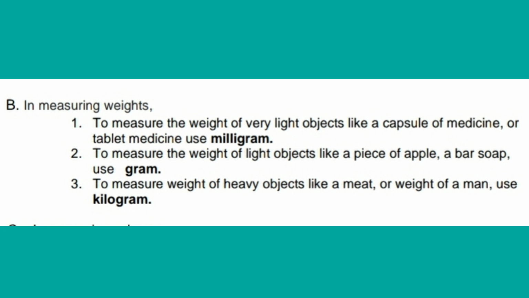First, to measure the weight of very light objects like a capsule or tablet of medicine, you are going to use milligram. And number 2, to measure the weight of light objects like a piece of apple or a bar of soap, you are going to use gram.